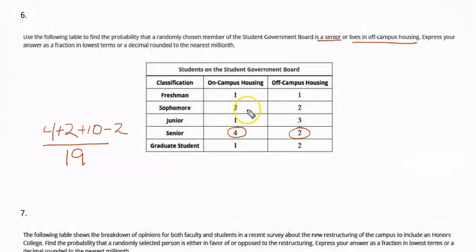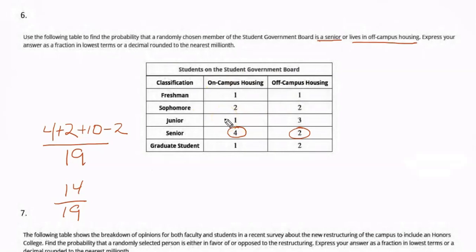Now, if you had done it the other way, count all of these and then add the 4, that would be another way. But if you're counting all the seniors and all those that live off campus, you have to subtract the 2 because it's used twice. So this gives you then 14 out of 19. Again, not bad if you see what's going on.